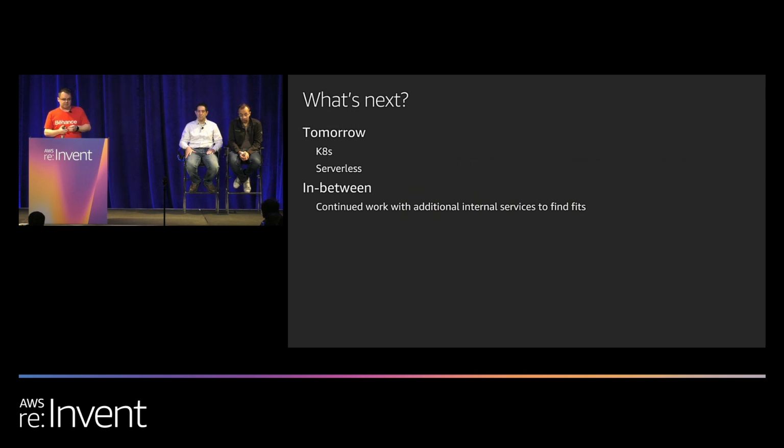All right, so what's next? We bet on the wrong horse, I'm happy to tell you. We bet on Mesos a couple years ago. So right now we're in the process of getting off our Mesos-based scheduler and going to Kubernetes. We're doing that in a no downtime fashion.